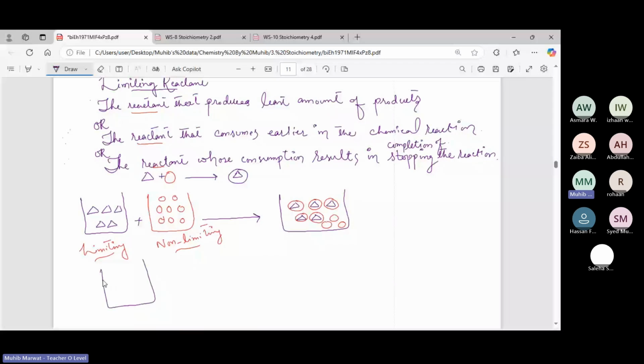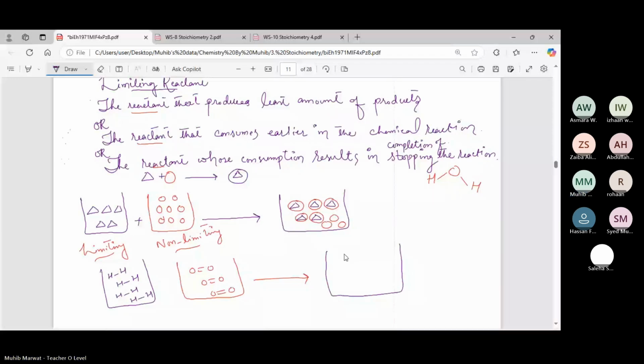Now, according to chemistry, we are going to take an example of hydrogen. For example, we have 4 hydrogen molecules and 3 oxygen molecules. We know that the structural formula of water is H2O. For each oxygen atom, we need 2 hydrogen atoms. So as there are 8 hydrogen atoms, only 4 water molecules will be formed.